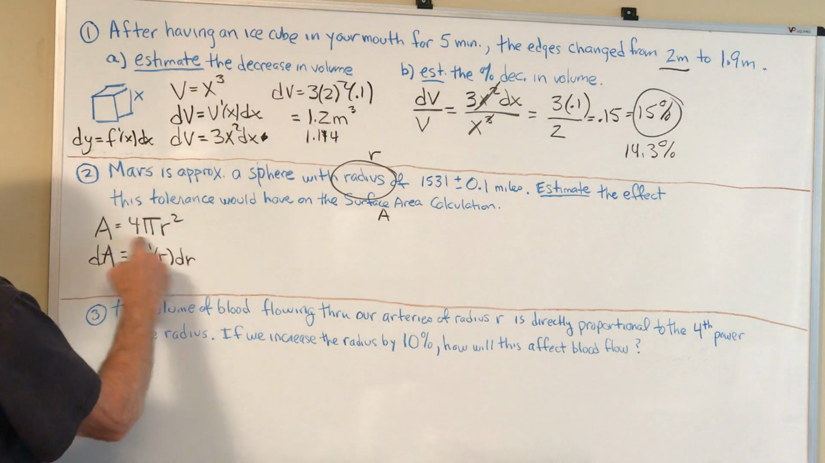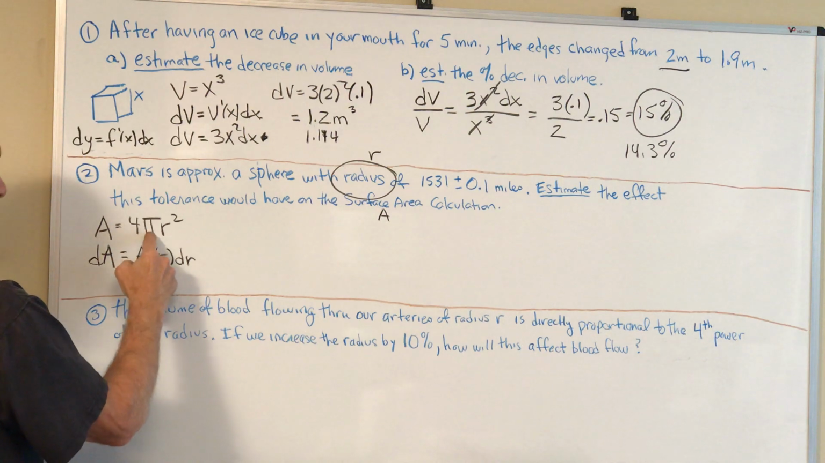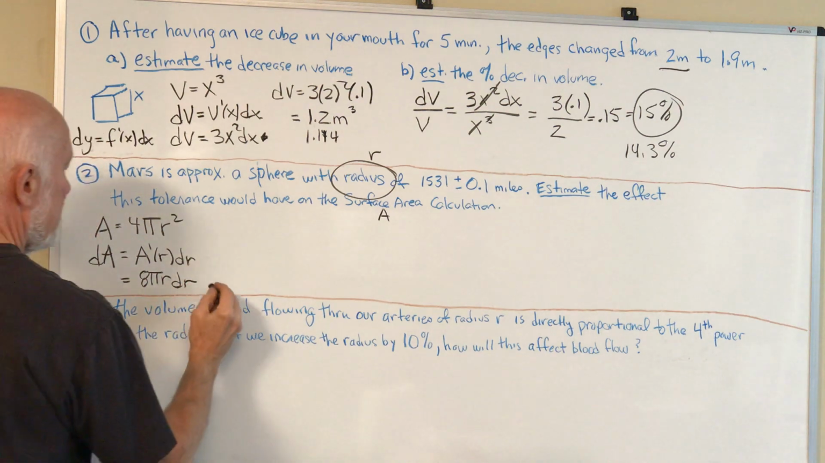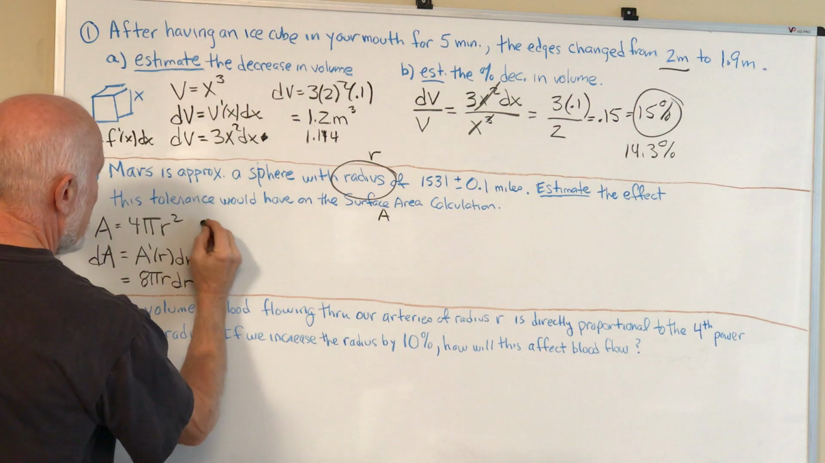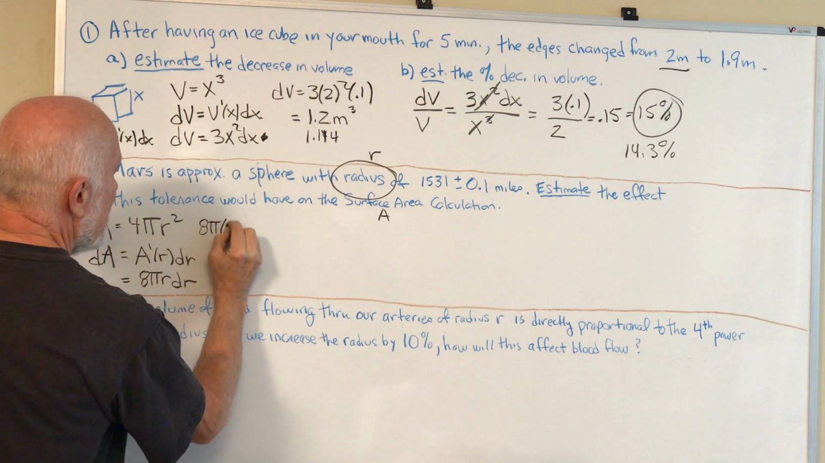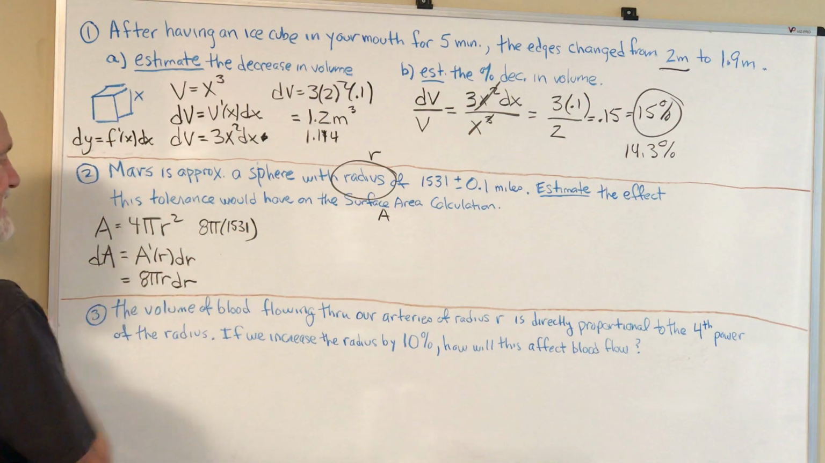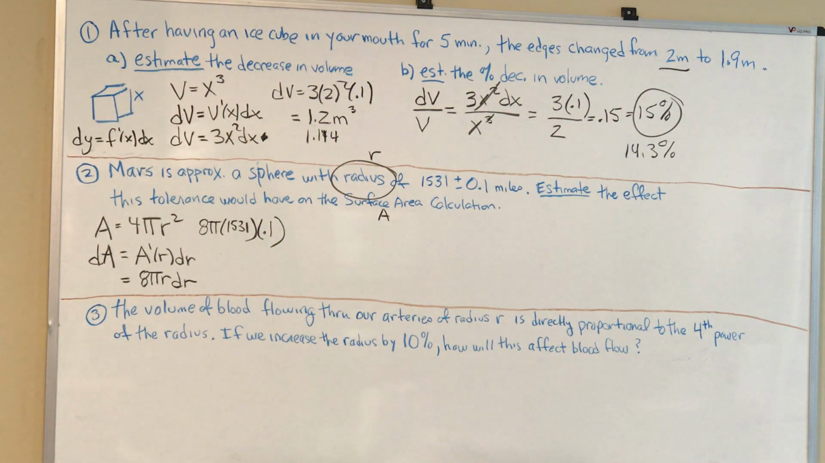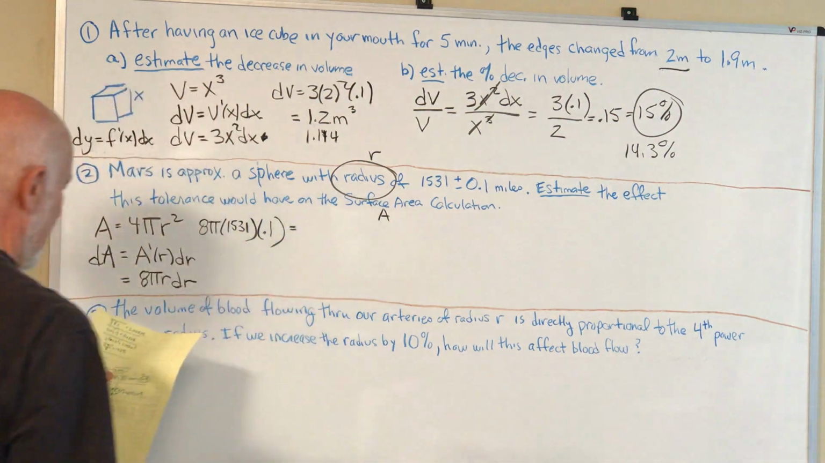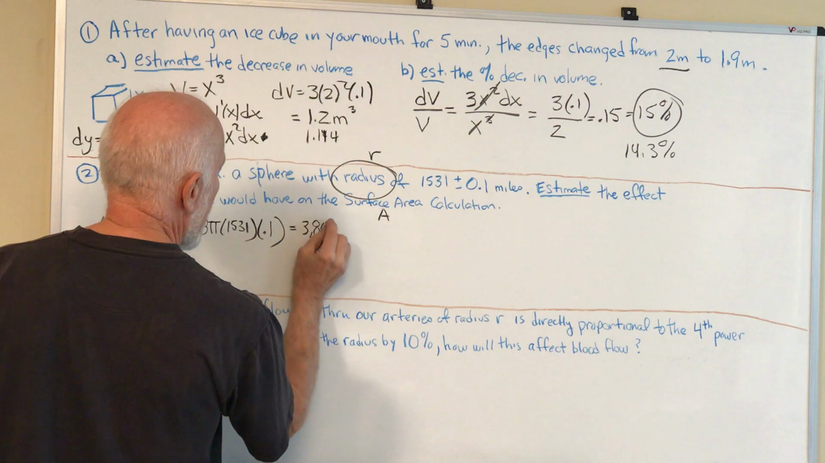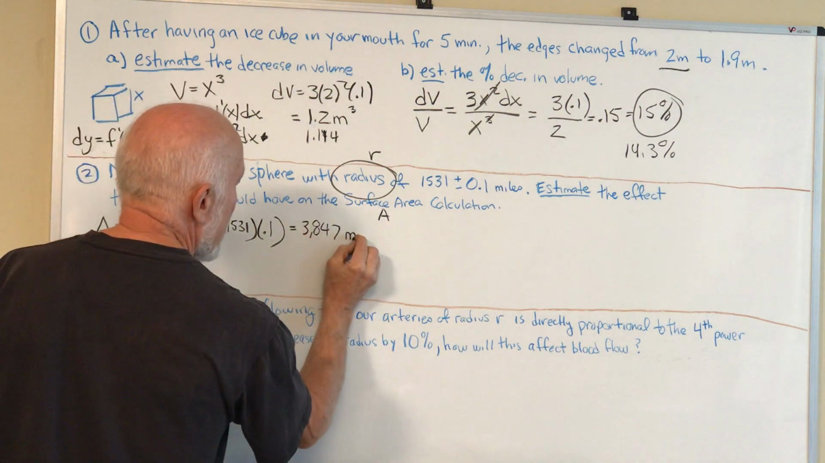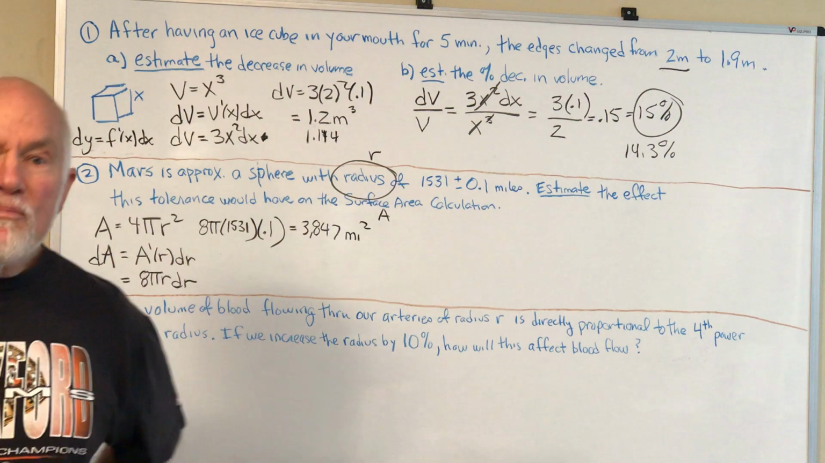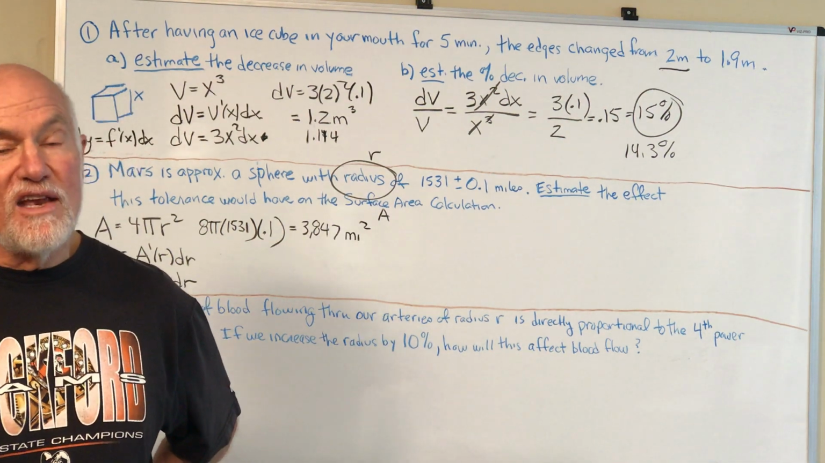And we know the derivative of A. It's 4 pi times 2r, or 8 pi r dr. And we can do that calculation. 8 pi r is 1531, and dr is plus or minus 0.1. And just to save you some time, I put this on a calculator and got 3,847, and it's surface area, so it's going to be square miles. And you're going to say, is that something I can deal with, that off by that much, if I'm a scientist and studying Mars and its surface area?